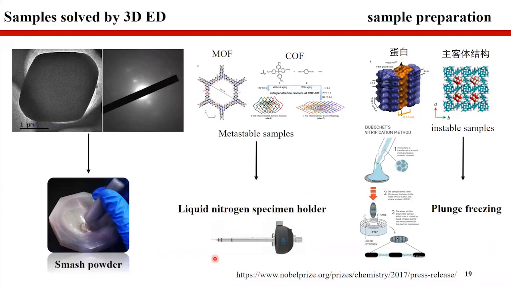sample preparation. For some large crystals, we need to smash them into finer particles so that only the small fragments would be seen in the TEM, so that the diffraction spots are okay. And for some of the metastable samples, we can use the CRED holder to prevent electron irradiation. And for unstable samples like proteins, or like the porous materials, with the Gatan holders, we need to use the patch freezing so that we can ensure that the structure is integrated under the TEM.